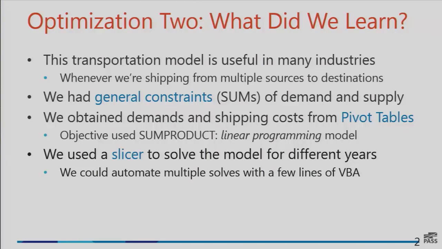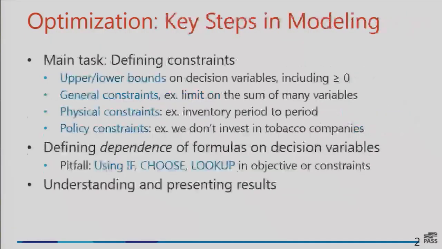There's a slicer on that same sheet. If you still got it open, you can just click on another year, 2007, 2008, 2009, and then just click Optimize again, and it will solve the model for that year. So you have all the flexibility of pivot tables working with the optimizer. And we could automate this, by the way, using VBA.